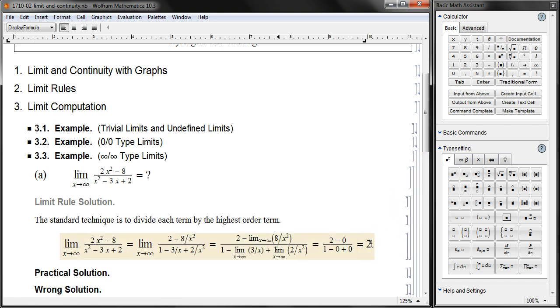Divide each term by x squared, and then x squared divided by x squared just becomes a constant, so just 2. But all the others have denominators, this one, and that one. And if you use the limit rule, you get 8 over infinity, 3 over infinity, 2 over infinity, they all go to 0, and then what's left is 2 over 1.